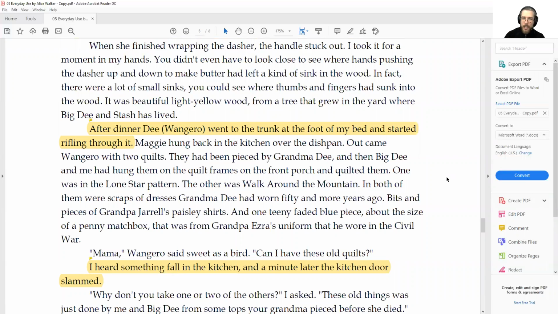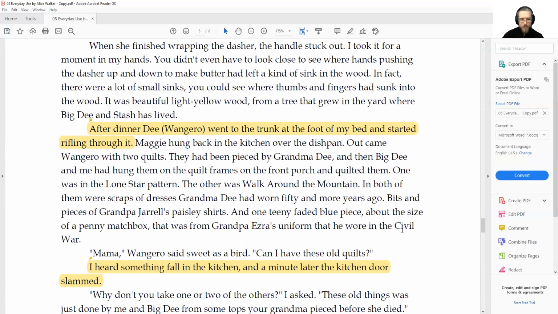After dinner, Dee went to the trunk at the foot of my bed and started rifling through it. So Dee doesn't care about her family at all. Right? She doesn't ask. Think about your adult children if you have them, or if you were to walk into your parents' homes and just start rifling through their things without asking. Dee thinks that she has a right to everything that her family owns, even though she's ignored them and throughout her entire life has told them, I don't want your heritage. I hate it and I hate you. I want to see your home burned. She never wanted the quilts before, but now that she can use them to show off, now she wants them.